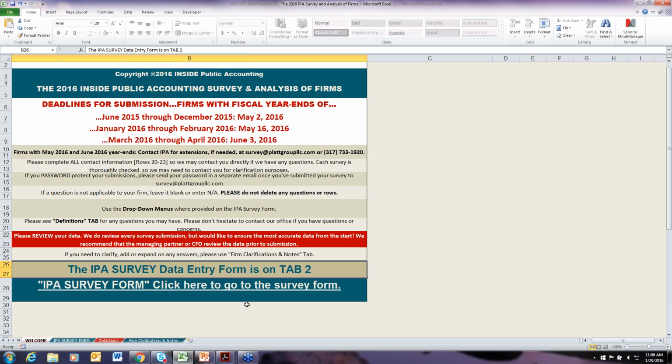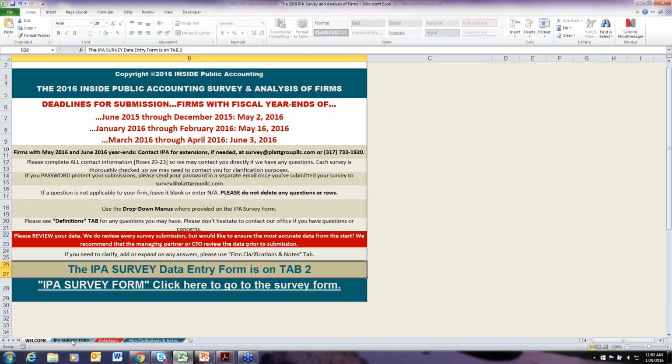As you look through the welcome page, you will see various instructions, guidelines on what to do, how to fill out the form, and best practices to follow. To get to the actual survey form itself, click in this area in blue or on the actual IPA survey form tab in the same color, and that will take you right to the data entry area.